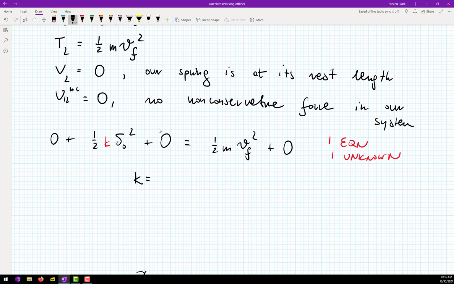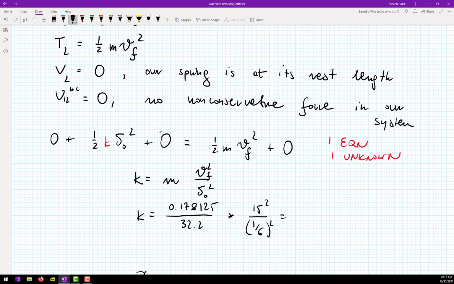So K will be m v final squared divided by delta 0 squared, plug in values. So K will be approximately 0.178125 divided by 32.2 times 15 squared plus 1 divided by 6 squared, and this is approximately 44.808 pounds per feet. Okay, this is the answer.